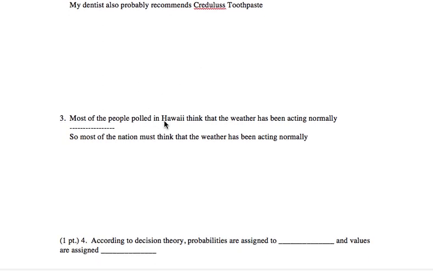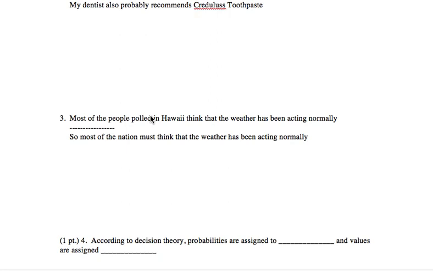Okay, next one. Most of the people polled in Hawaii think that the weather has been acting normally. This is maybe prior to Hurricane Lane and all these other things occurring recently. So most of the nation must think likewise, right? I mean, in Hawaii, that's the stereotype. Hawaii weather's fine. It's always sunny. There's some rain, passing showers, but more or less we have pretty regular weather, unlike elsewhere in the United States and in the world where you get winter, summer, fall, and then all these storms coming in addition to that. So Hawaii's weather tends to be pretty stable by comparison. So most people in Hawaii might think that the weather has been acting normally.